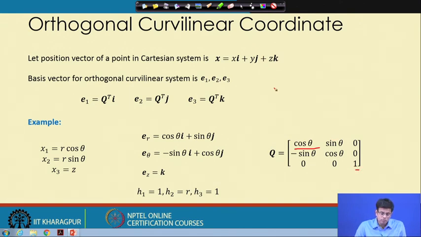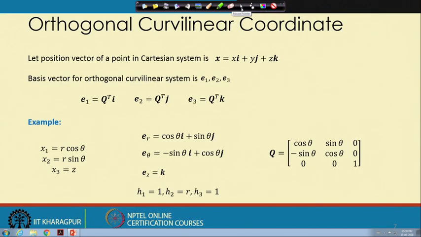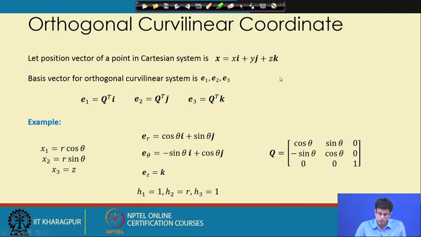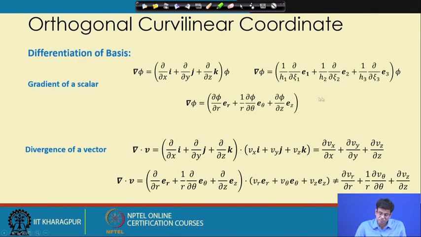Now, our main objective here is to define the quantities that we know in the Cartesian coordinate system. We learn, for instance, gradient, divergence, and curl, and how we can derive them in the Cartesian coordinate system. Now we want to see the form they take in the general cylindrical coordinate system. For instance, let us talk about the gradient of a scalar.